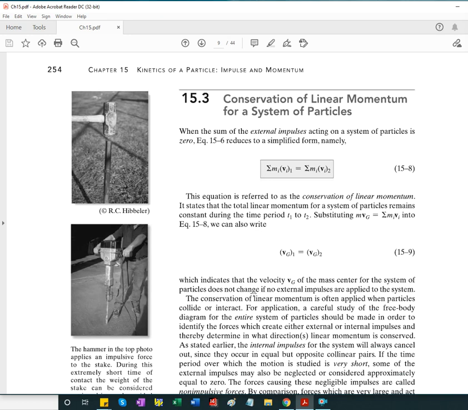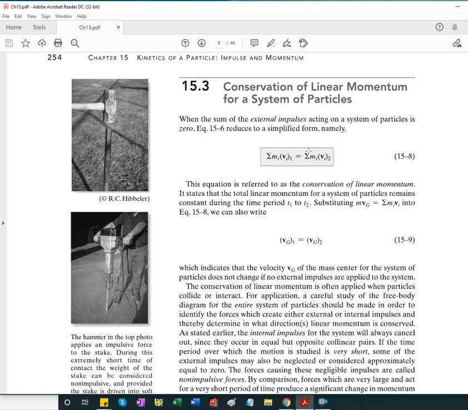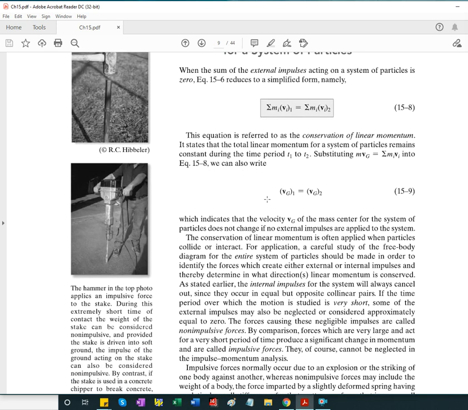So let's look at conservation of linear momentum for a system of particles. This is the earlier equation where the linear impulse part is missing, so we have no external forces. It says the external impulse acting upon a system is zero, and we have this simplified equation. This statement is called conservation of linear momentum. That is, the sum of linear momenta in the initial configuration equals the sum of linear momenta at the final configuration, configuration 2. Since this is a system of particles, we can replace it with a study of just the center of mass.